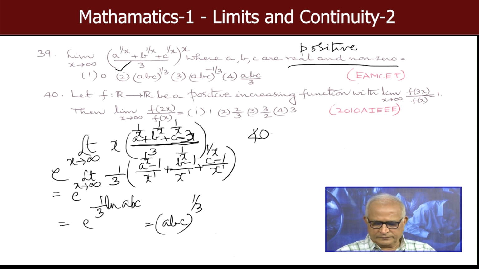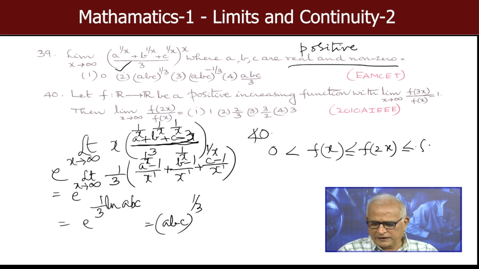Well, because f is an increasing function and f is positive, f x is positive means 0 less than f x. Increasing, that means 2x is always greater than x. And therefore, f of x less than or equal to f of 2x, less than or equal to f of 3x. Equal to ఎందుకు పెడుతున్నారంటే స్ట్రిక్ట్లీ ఇంక్రీజింగ్ అయితే స్ట్రిక్ట్ ఇన్ఈక్వాలిటీ వస్తుంది, అదర్వైజ్ ఈక్వల్ కూడా అవ్వచ్చు. కాన్స్టెంట్ ఫంక్షన్ కూడా ఇంక్రీజింగ్ అని చెప్పుకోవచ్చు, డిక్రీజింగ్ అని చెప్పుకోవచ్చు.